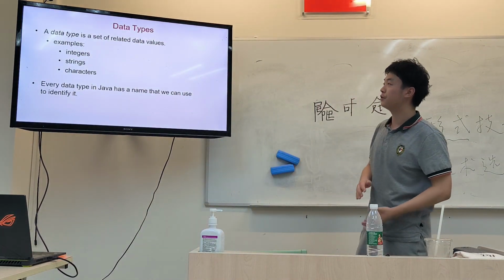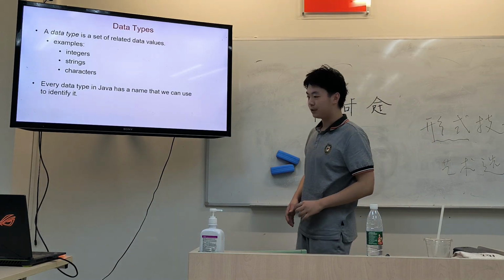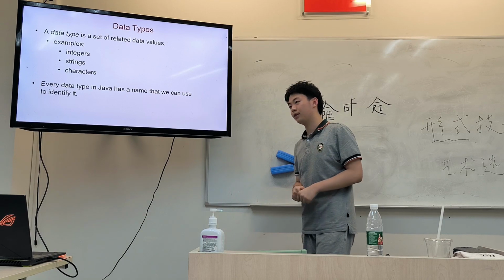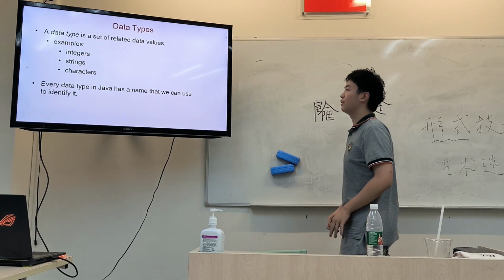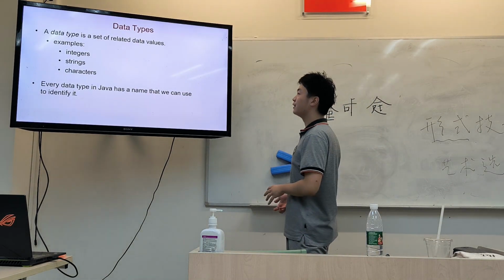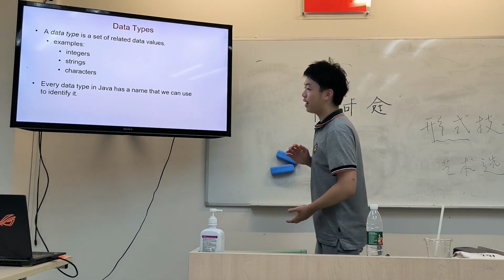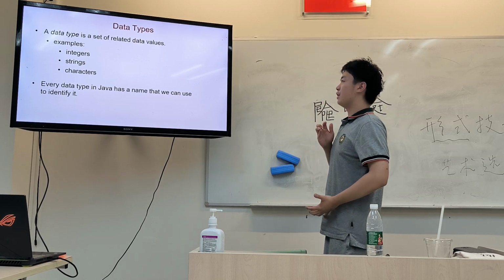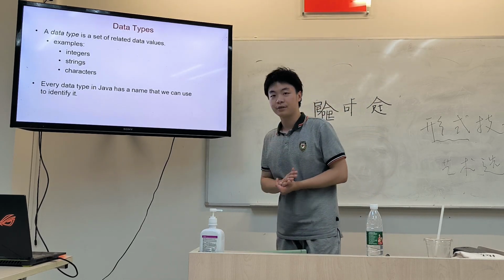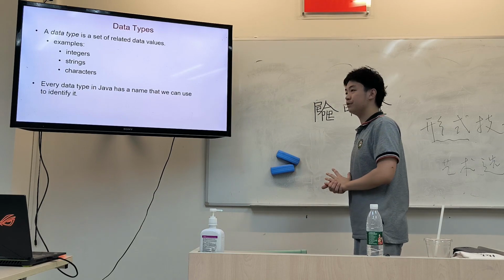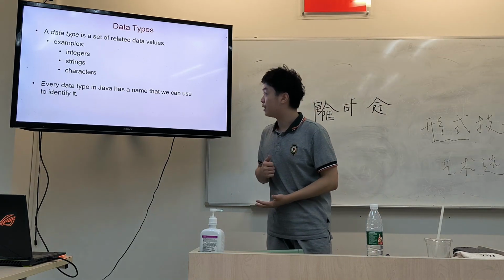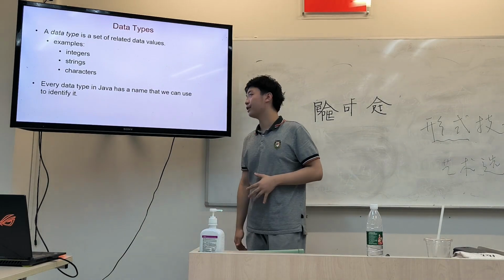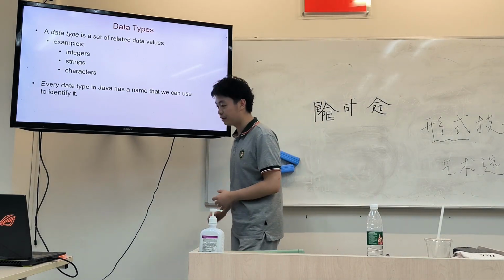We will continue to introduce Java, and the first topic is data types. There are typically 4 data types that you have to know. Three of them are integers, strings, and characters, and we will later introduce doubles and probably boolean. Every data type in Java has a name that we can use to identify it.